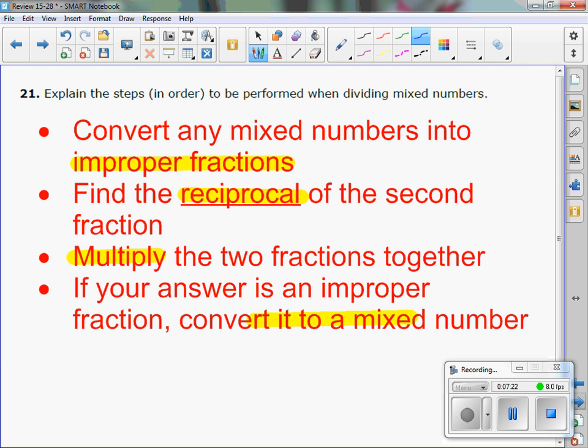Explain the steps in order when you're dividing mixed numbers. So the first thing you always need to do is convert mixed numbers into improper fractions. Then we find the reciprocal of the second fraction, not the first one. The first one we keep the same. We flip, find the reciprocal of the second one. Then we multiply those two fractions together, numerator times numerator, denominator times denominator. And then if your answer ends up being an improper fraction, make sure you convert it back into a mixed number in the end.